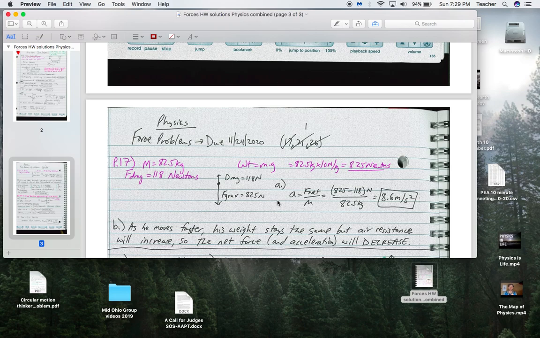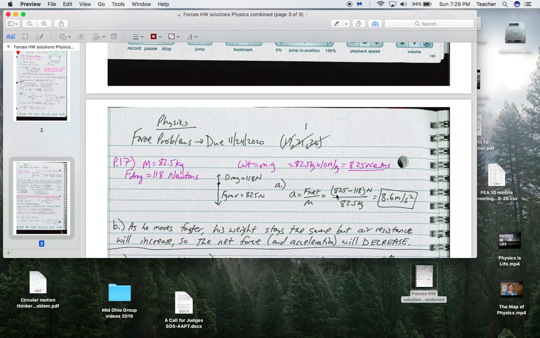Apparently he's a daring person, I guess. It's asking about the acceleration when his 82.5 kilogram body experiences 118 newtons of air resistance. So I drew a free body diagram, mass, drag force. So I used this formula to get the gravitational force. So that's the force down. Drag is acting upward with 118 newtons.